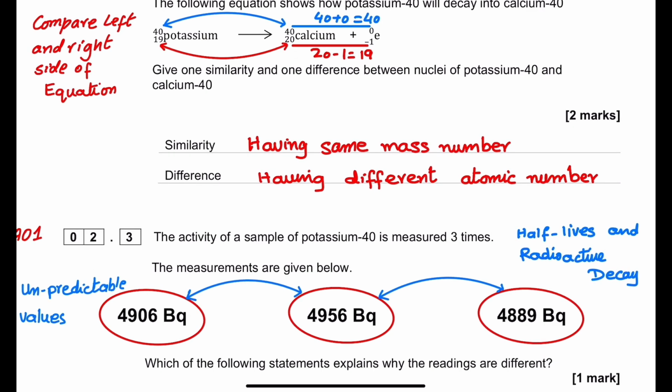The similarity is they have the same mass number, which we can see from the equation, which is 40 and 40, but they have different atomic numbers. Here the atomic number is 19 for potassium and for calcium it is 20.